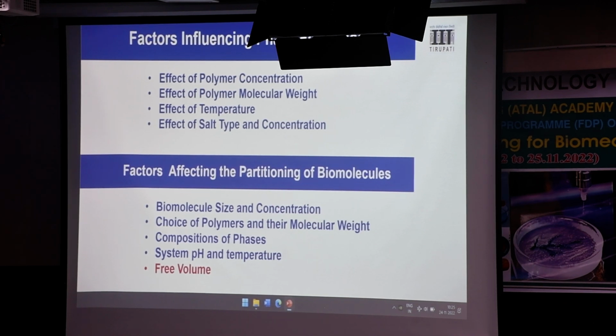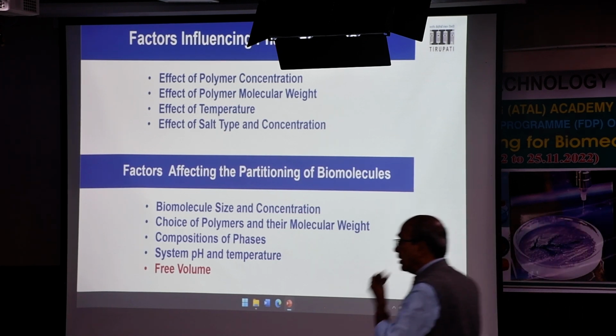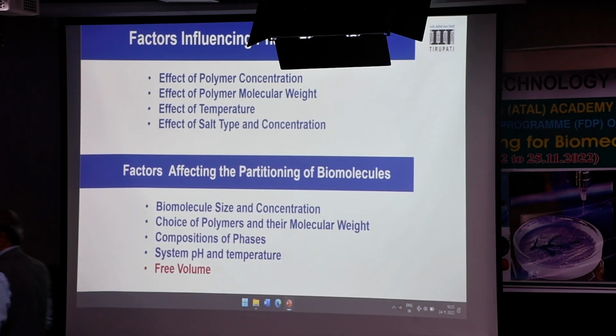Then I will change the composition and measure these free volumes and see the difference in free volume, top phase free volume minus bottom phase free volume. With that increase, is my partition coefficient increasing or not? If my hypothesis is correct, it should happen. Yes, it has happened. So we could comfortably explain our partitioning behavior in terms of a single parameter called free volume, by measuring the density of these phases, which is a far simpler thing.